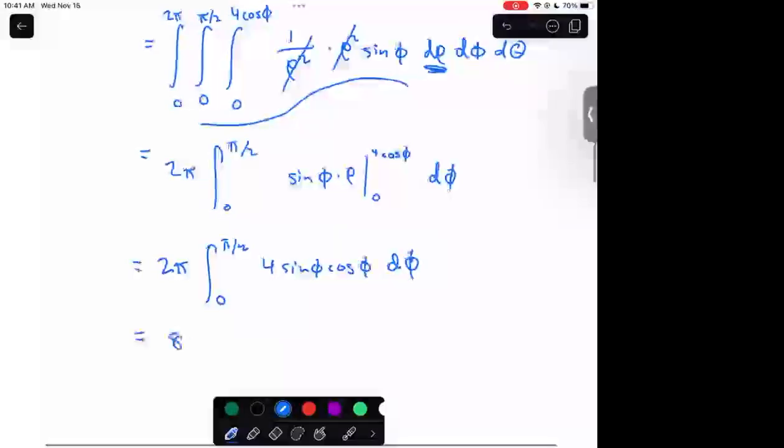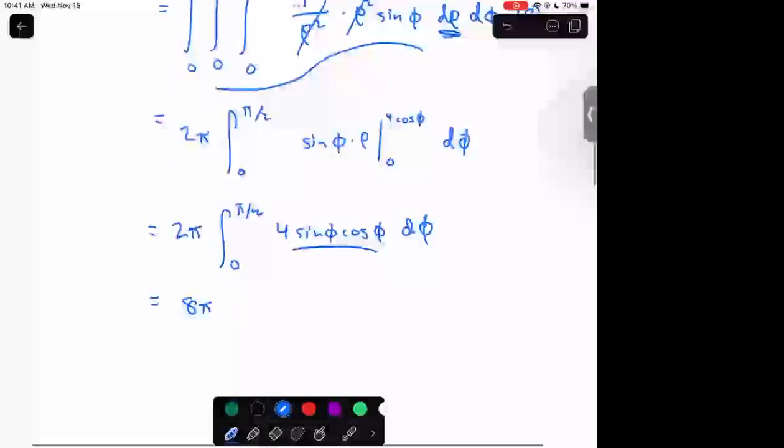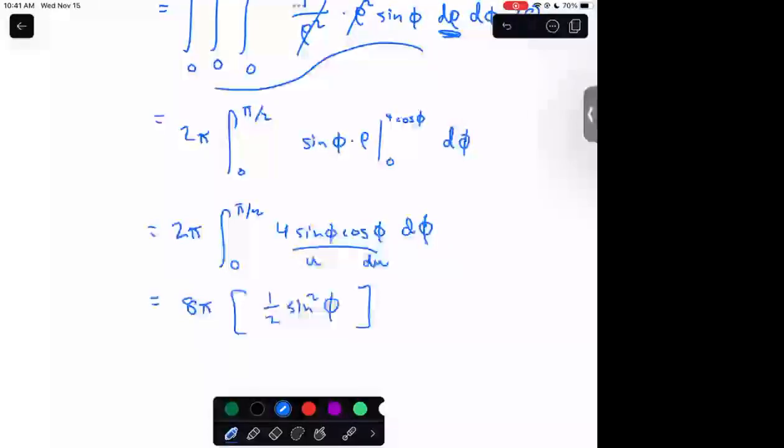We could take out this 4 and we'd have 8 pi outside altogether. And then we need to be able to evaluate this sine times cosine. This is a small u substitution, which of course you can do with a little bit of guess and check, right? So if u is equal to sine, then du is cosine. So when I integrate this, I'm going to have 1/2 u squared.